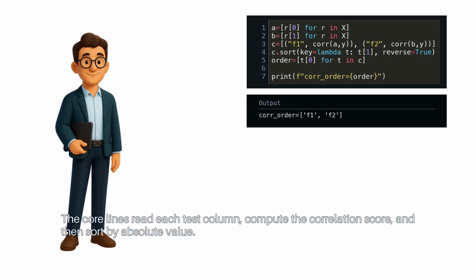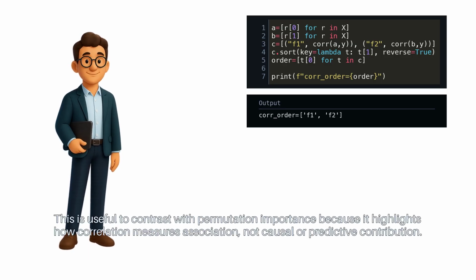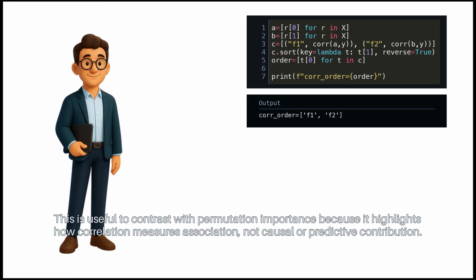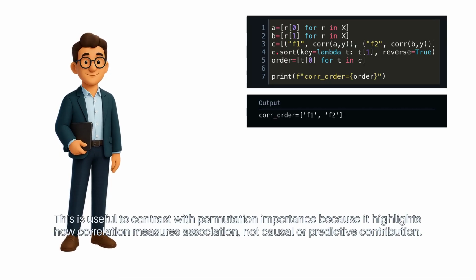The core lines read each test column, compute the correlation score, and then sort by absolute value. This is useful to contrast with permutation importance because it highlights how correlation measures association, not causal or predictive contribution.